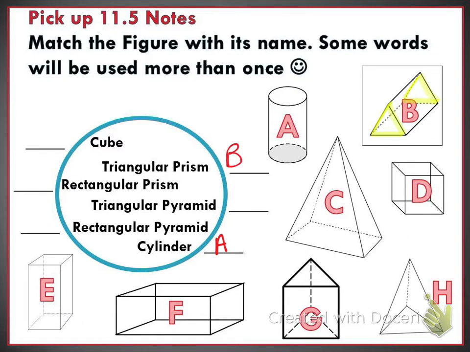C, prism or pyramid? Pyramid. What kind? Rectangular. Pyramid, C. D? Yeah. A cube is a type of prism, but meh, it's a cube. Letter E? Rectangular prism. Letter F?